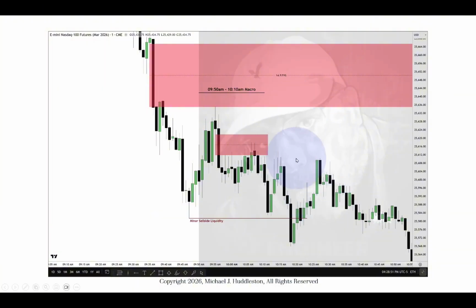Price runs up into these highs, and fails to even get back to this old fair value gap. So it's just consolidating. Now there's a paradigm shift that takes place.